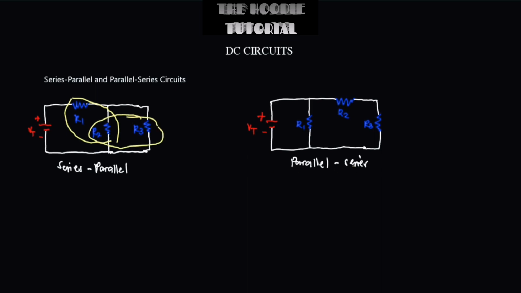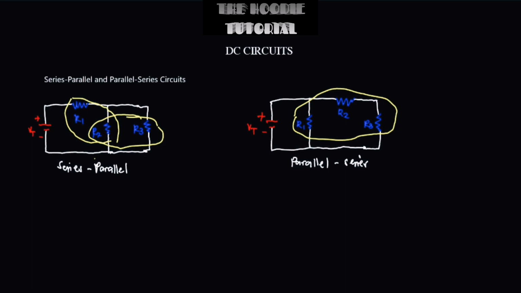On the other hand, we have here a parallel series circuit. Just like in this circuit, we have a parallel circuit. Right here we have a parallel circuit because it has two branches of wires, and the total current will split up into two branches, and then we have a series resistor right here. So that's just a basic definition of these circuits.